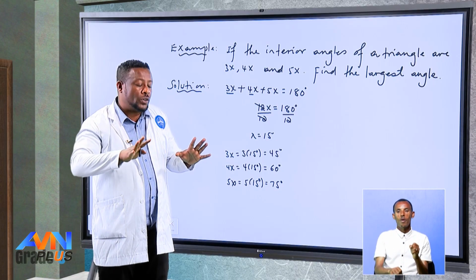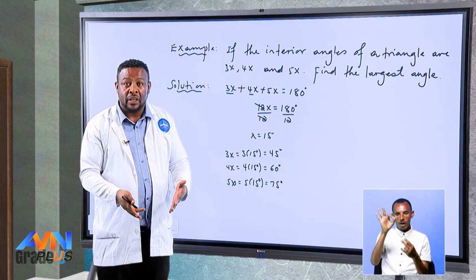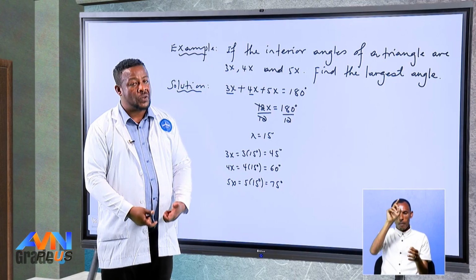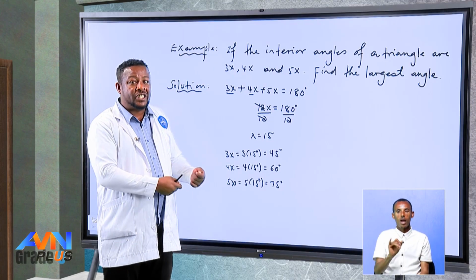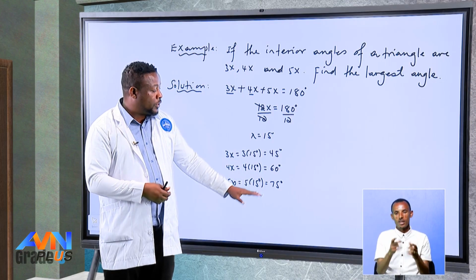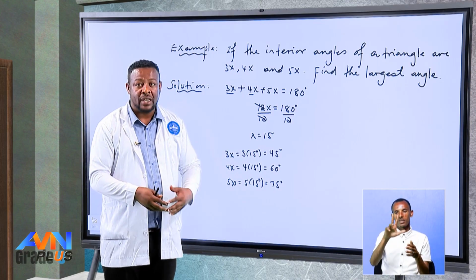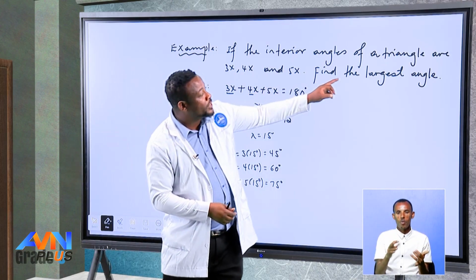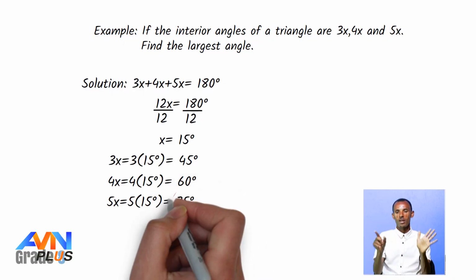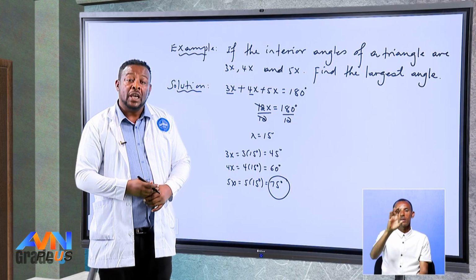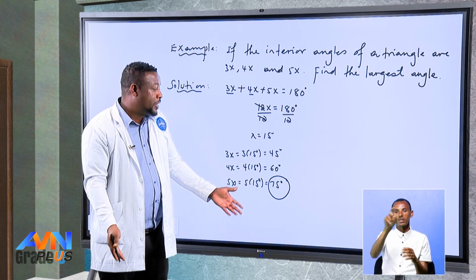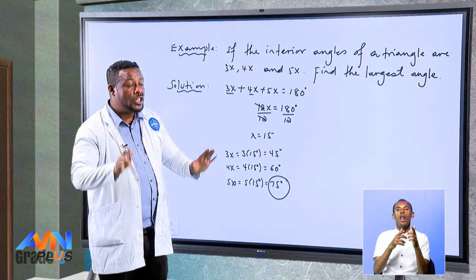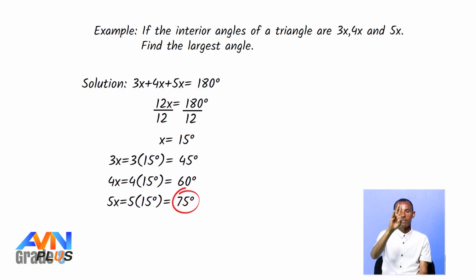Before you find the largest of these three, you have to make sure that the sum of these three must be 180 degrees, right? I will leave this checking for you, to check whether these three add up to 180 degrees or not. Now we are asked for the largest. Clearly the largest of these three is 75 degrees. If you were asked for the smallest, your answer would be 45. But for the time being, we are asked for the largest angle, so your answer will be 75 degrees.